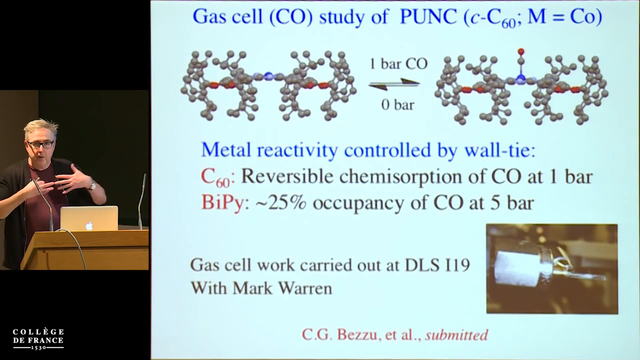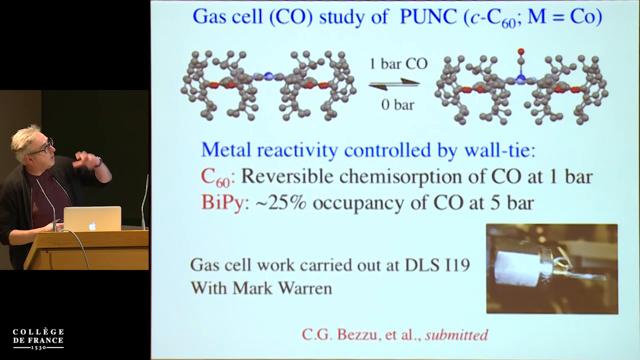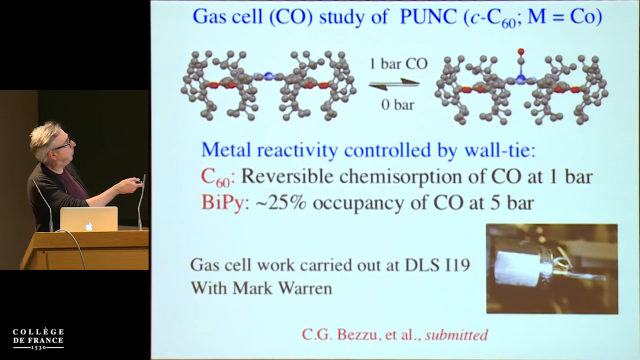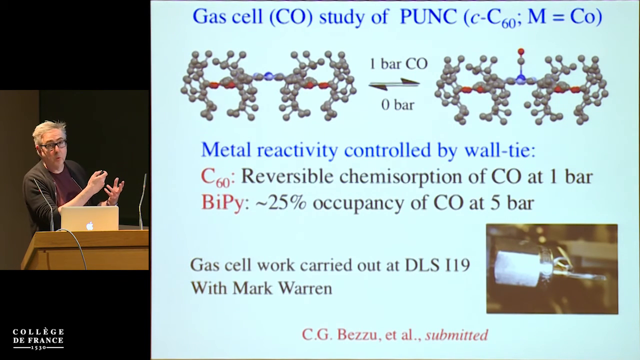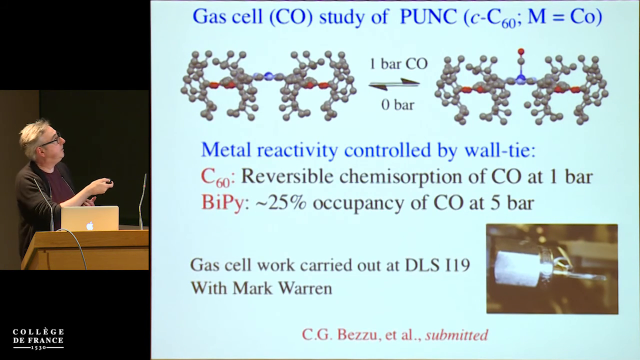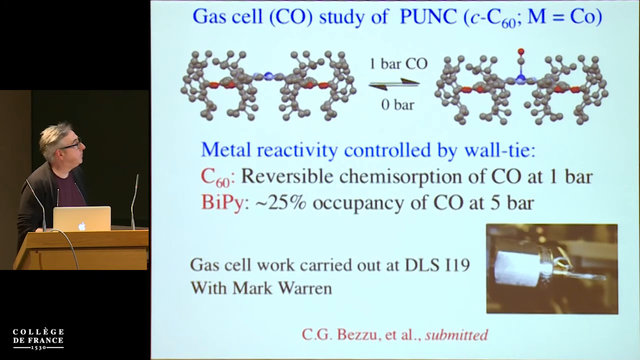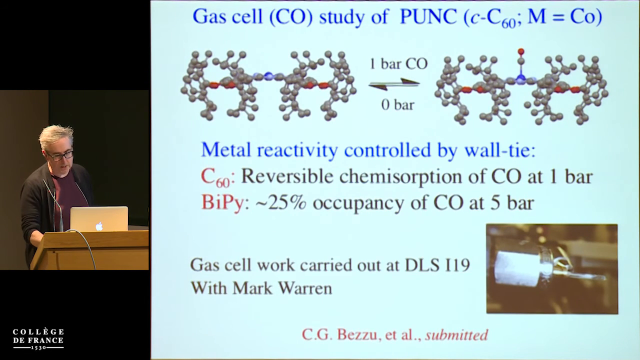So what we've been able to do now that we can evacuate the pores is do reactions directly on the metal sites. And what we found is that the reactivity depends upon the wall tie that we used. So if we have a bipy, it's quite unreactive because, of course, the bipy is actually a ligand on the other side of the cobalt. But if we have a fullerene, effectively it's an open metal site, and you can get chemisorption of CO2 at 1 bar quite readily onto the metal. We've been doing this at the Diamond Light Source, which has a nice gas cell attached to the beamline.